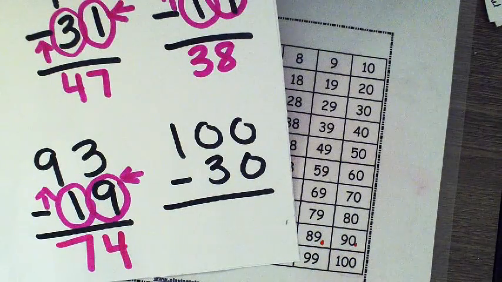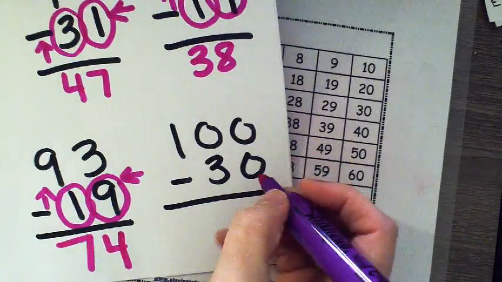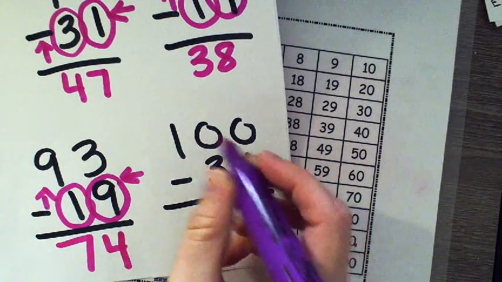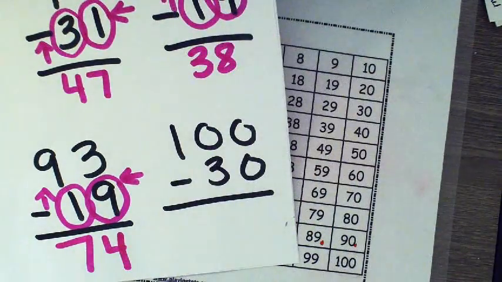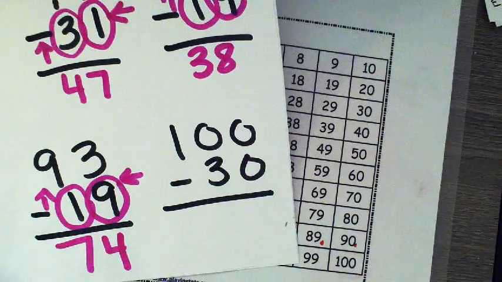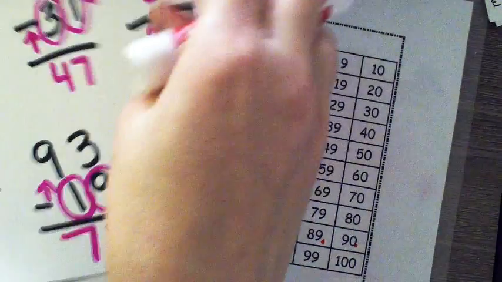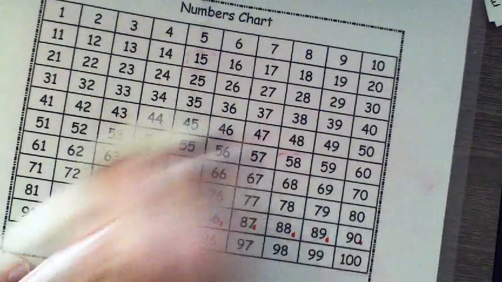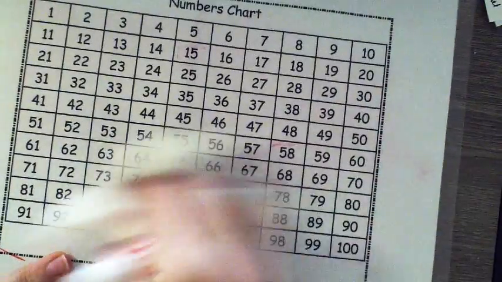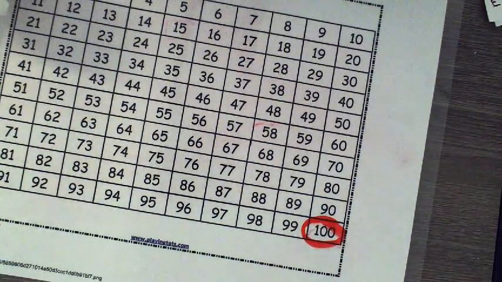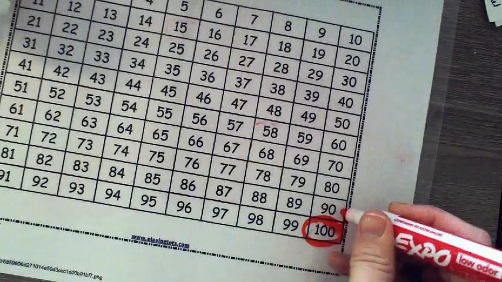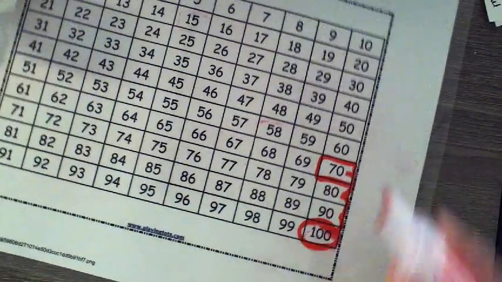And our last one, you may think, I know this problem, 100 minus 30. I don't have to subtract the zeros, so I just put a 0 down there, and I know 10 minus 3. And so that's great. But if you want to use your numbers chart, we also have a very easy thing that we can do, which is we start at 100. Let me erase. Start at 100. And because we're moving 30 backwards, we can just go 10, 20, 30.